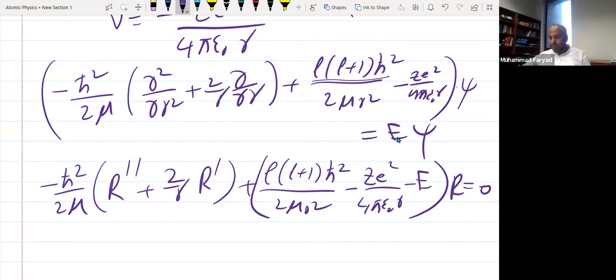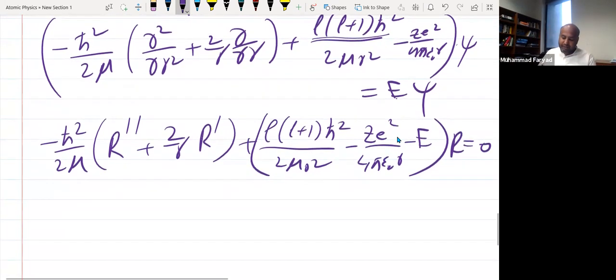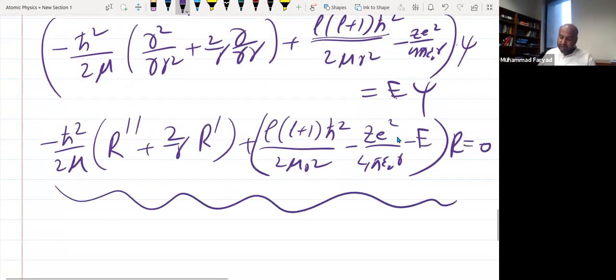So this is the differential equation that we now have to solve to find capital R, which is a function of r, and this will also be a function of L, as we can see, because L is appearing in this equation.